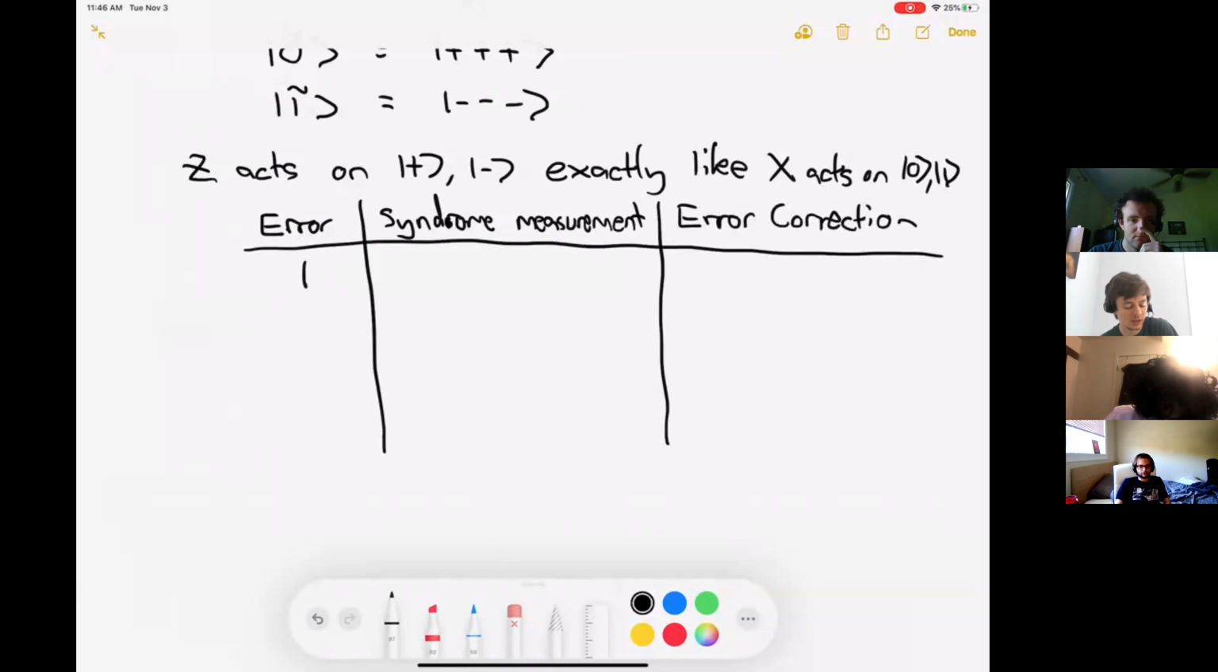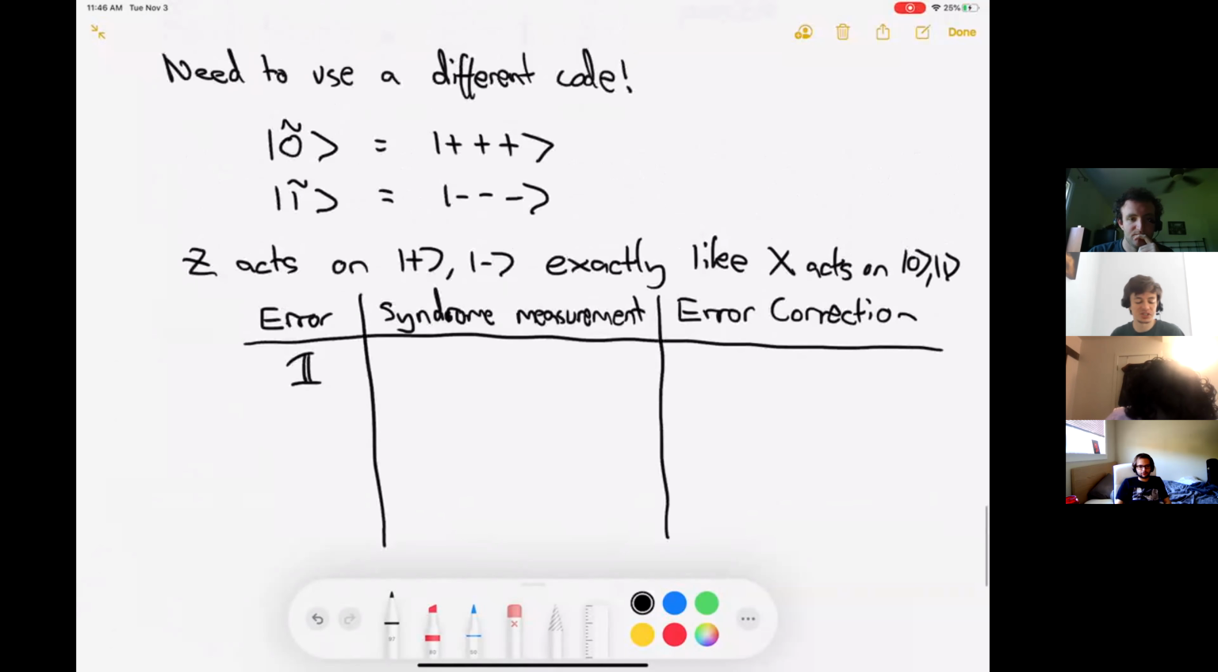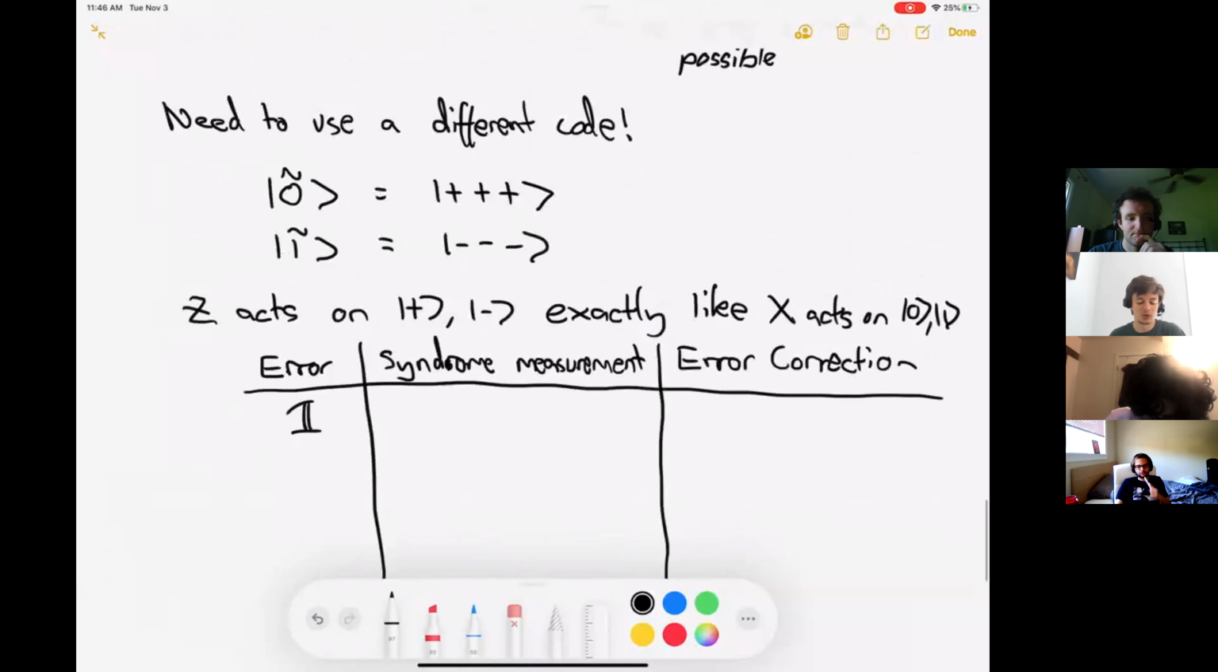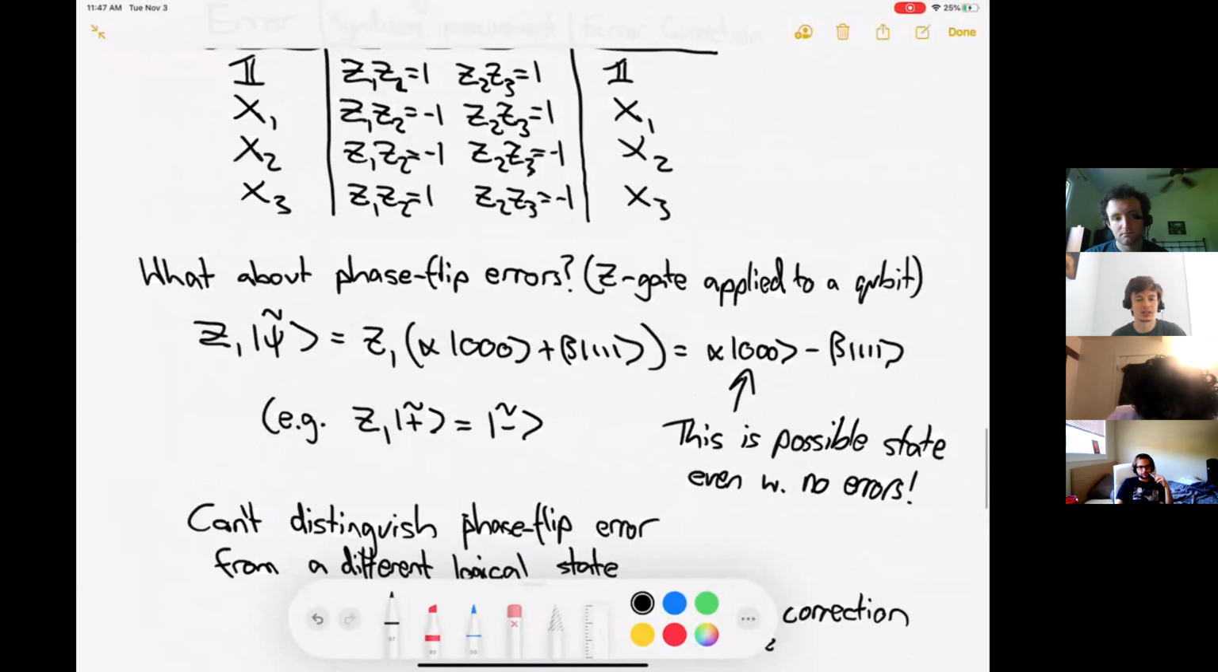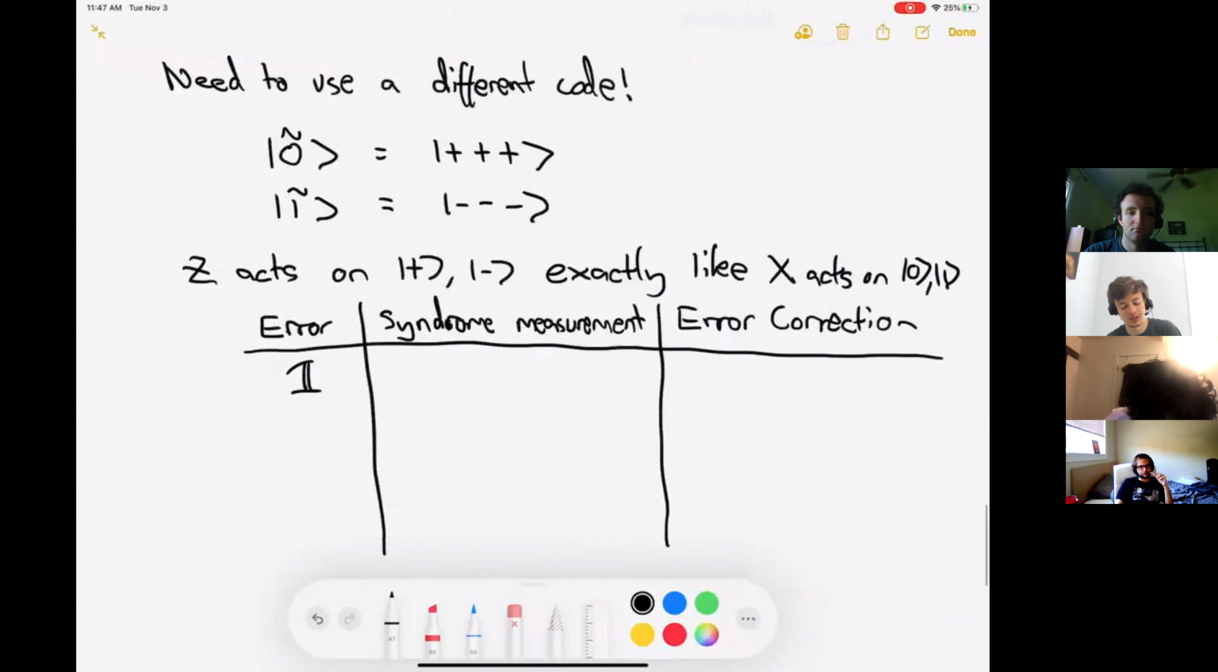So the possible errors: we just have the identity. Then what measurement are we going to do? Before, our measurement operators were Z1 Z2 and Z2 Z3. So now it's going to be X1 X2 equal to 1, X2 X3 equal to 1. Error correction will just be the identity. We don't need to do anything.